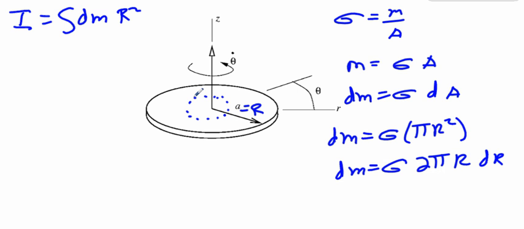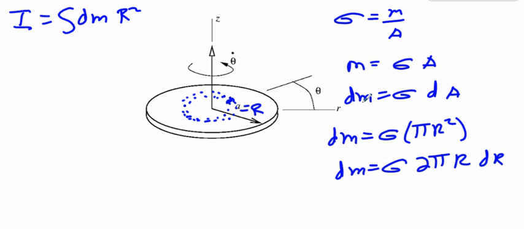So what does this mean? Well, I've got a circle here. I'm basically finding the area of a ring. So I'm trying to draw another ring just outside of it. And the thickness of this is dr. So we have the area of this ring here that we're going to integrate from 0 all the way out to r.